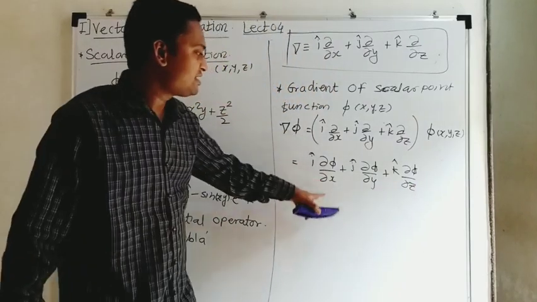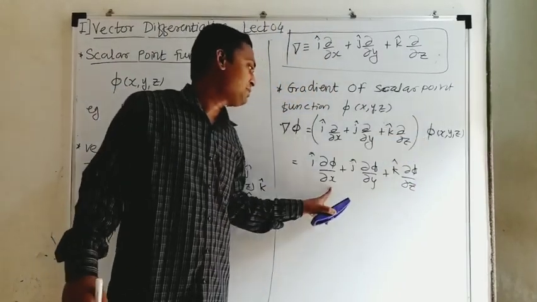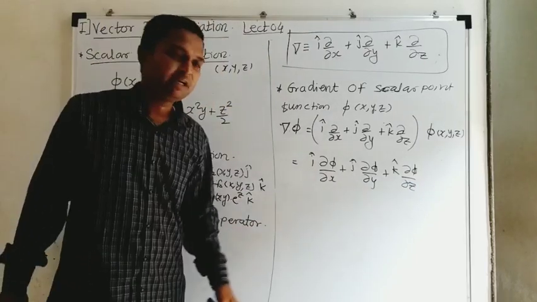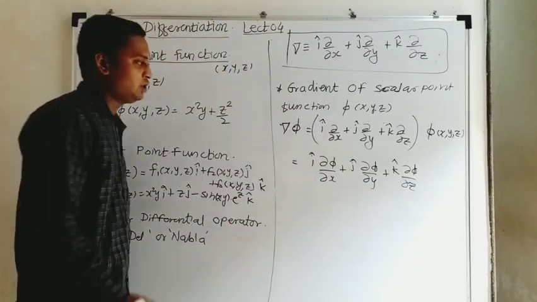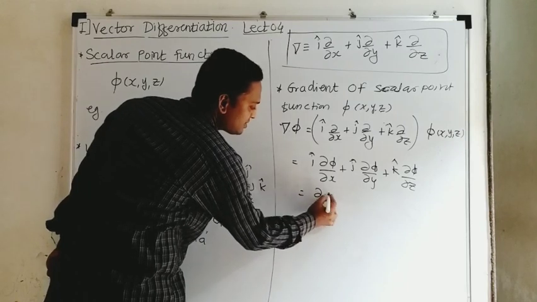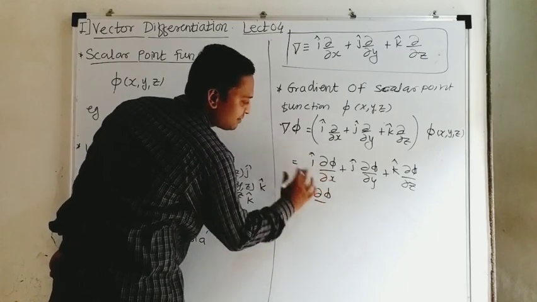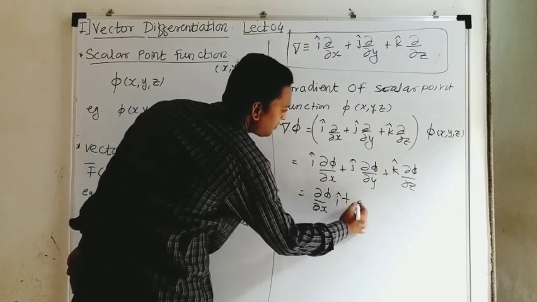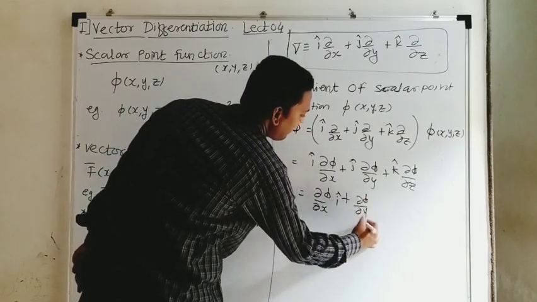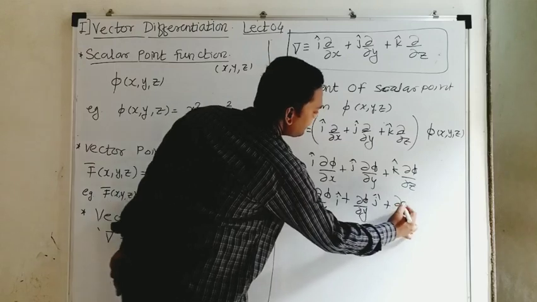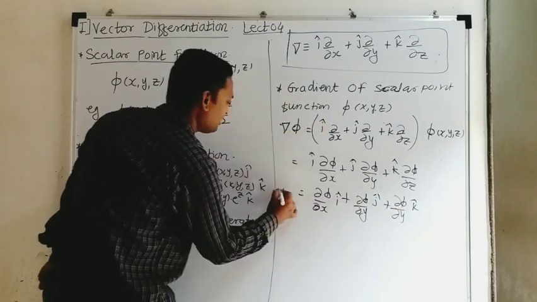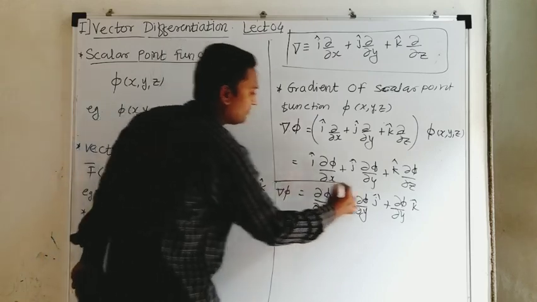These are the partial derivatives of the function phi with respect to x, with respect to y, and with respect to z, which we can determine easily for any scalar function. Now we can rewrite this, writing del phi by del x before i cap, just for convenience. So we will have this form of the definition. This is the value of del phi.